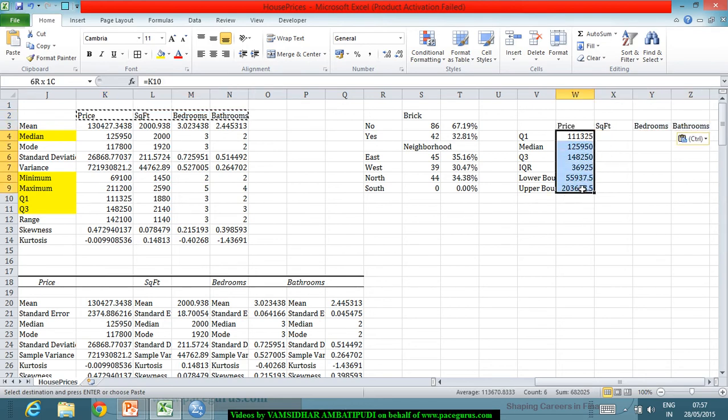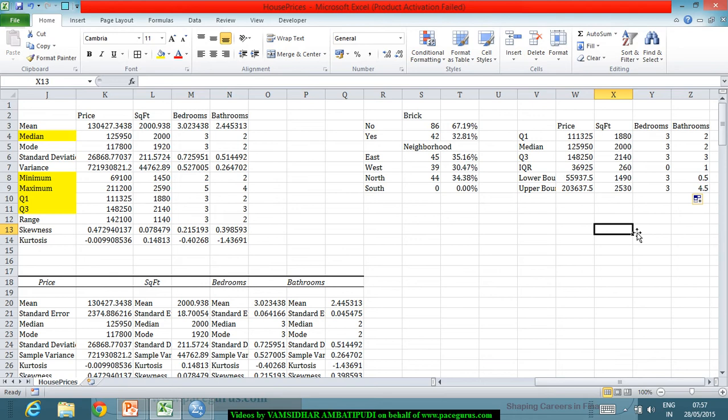Let me do these calculations for all of them. Now you can see that anything outside this lower and upper bound is what we call an outlier. With respect to the price, these are the lower and upper bounds, 55 and 203. Anything greater than that is an outlier, and I see that the maximum is much higher than that. So there is an outlier on the higher side.